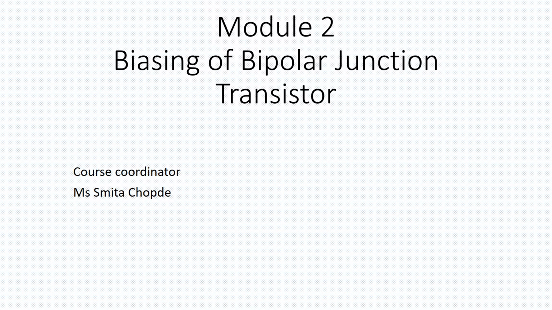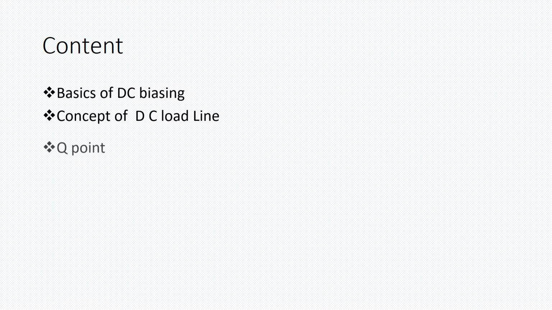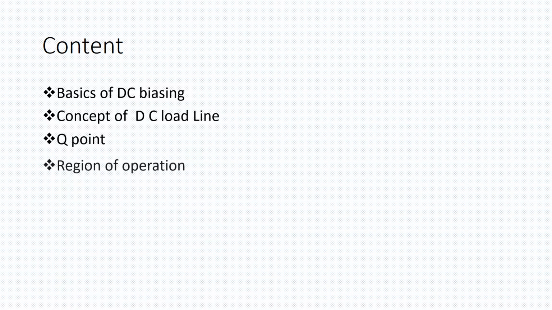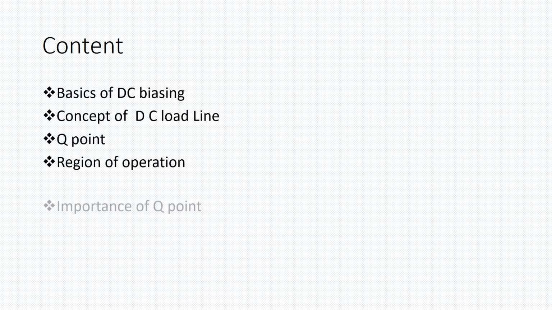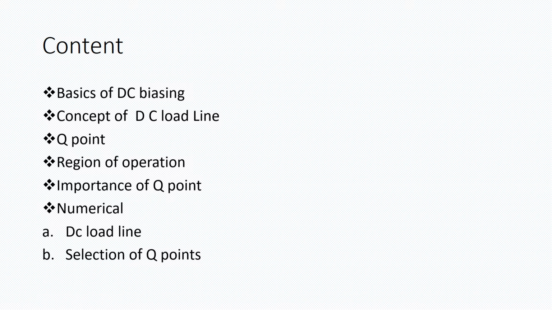Good morning. I'll be discussing module 2 of the syllabus, biasing of a bipolar junction transistor. Contents of the presentation: basics of DC biasing, then the concept of DC load line, Q point, regions of operation based on Q points, importance of Q points, numericals based on this, DC load line, and selection of Q point.